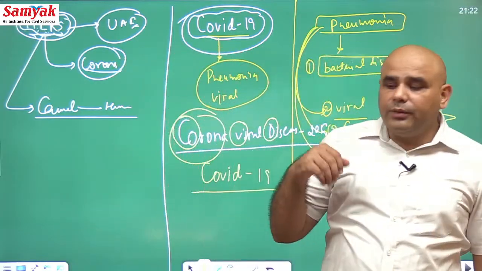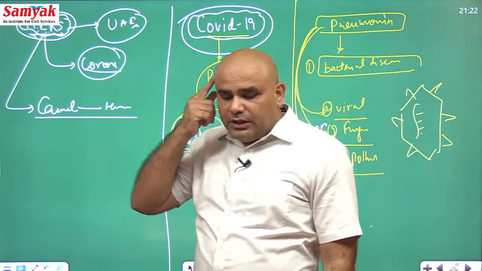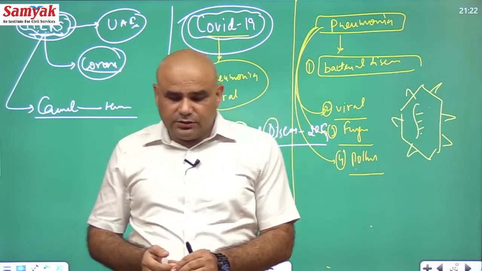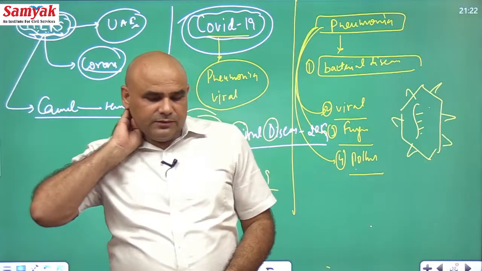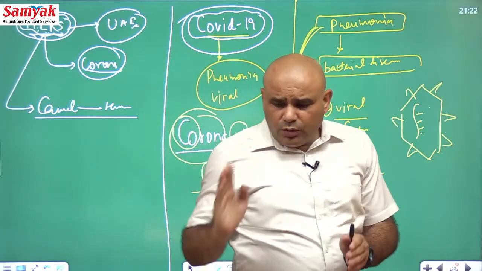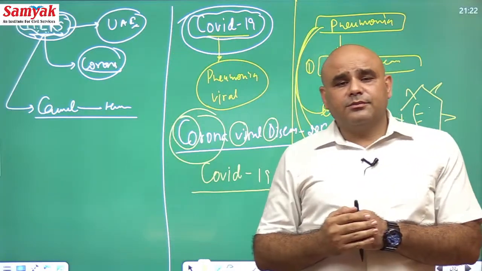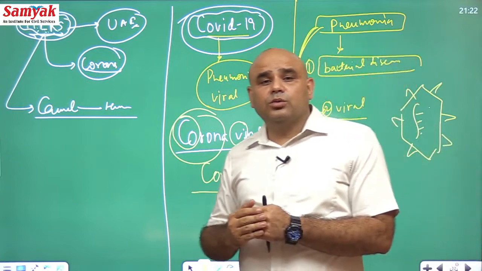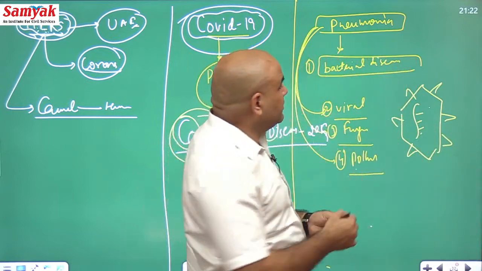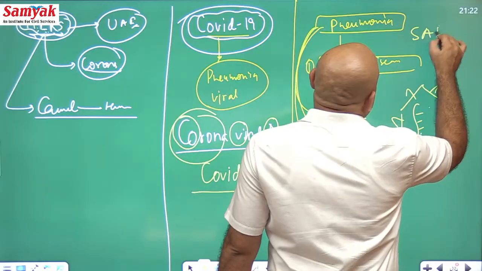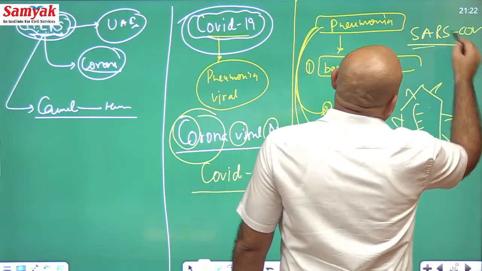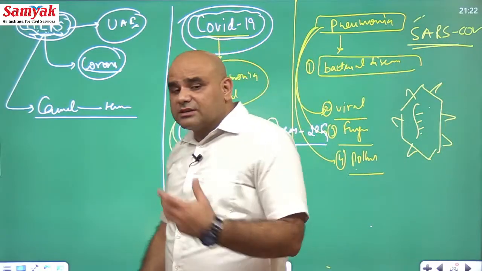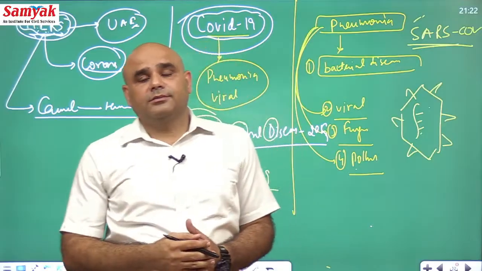Now, why is COVID-19 said to be a zoonotic disease, or a zoonotic infection? Because it was from the SARS origin. SARS, Severe Acute Respiratory Syndrome. That's why it is also named SARS-CoV. And everyone knows that SARS is an example of zoonotic infection.